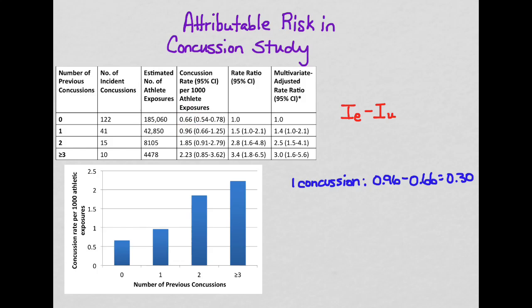So for one concussion, the attributable risk is 0.96, because that's incidence in the exposed, minus 0.66, incidence in non-exposed, equals 0.30. And then you can look at this down here, and you can see that here's the unexposed for each of these, and this difference here is the difference between the number of incident concussions for the unexposed and the number of incident concussions for this level of exposure, which is the attributable risk of this level of exposure.